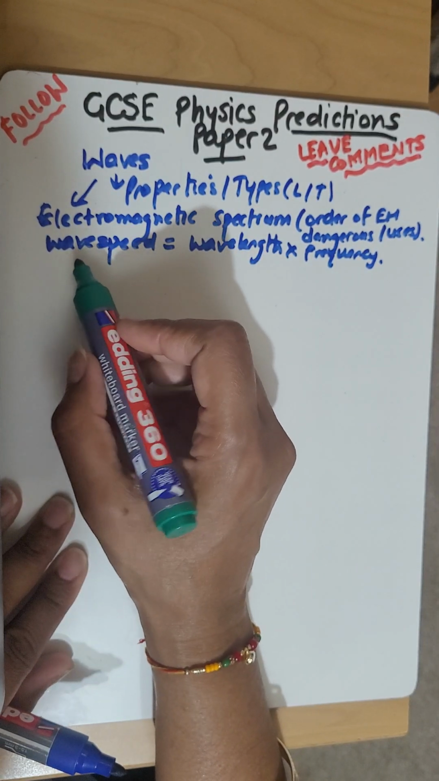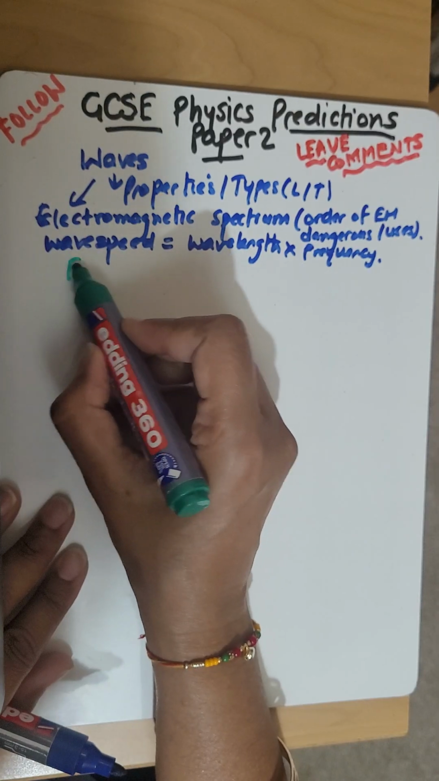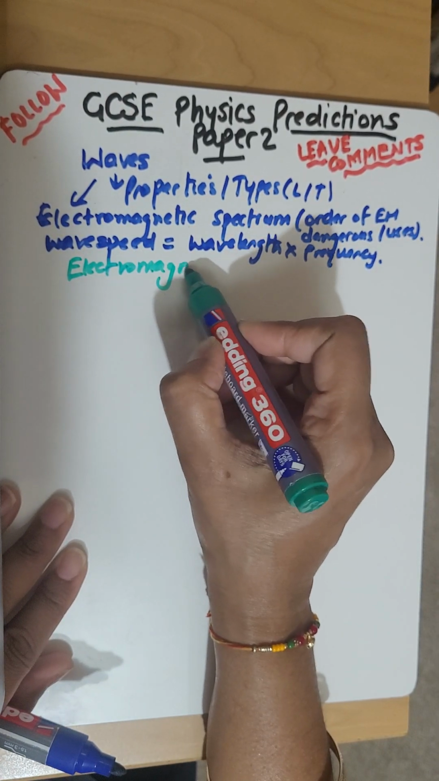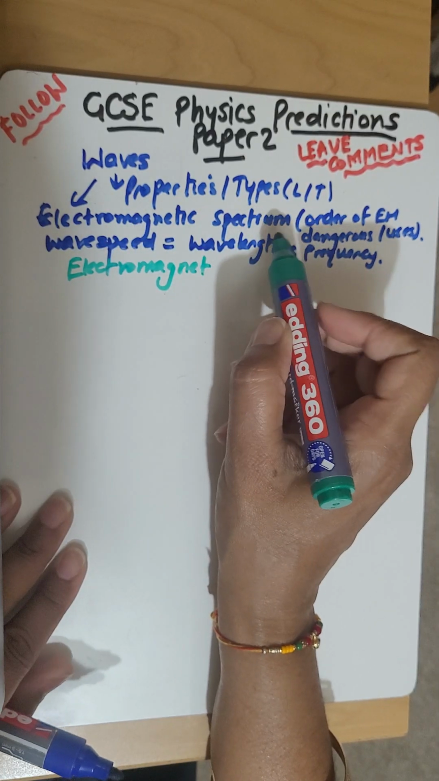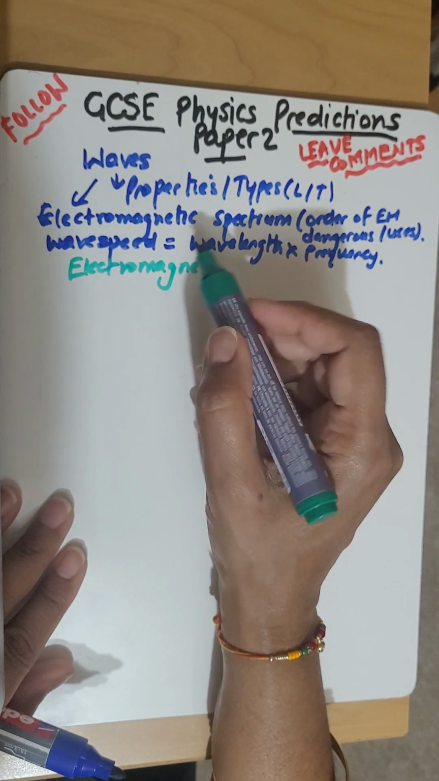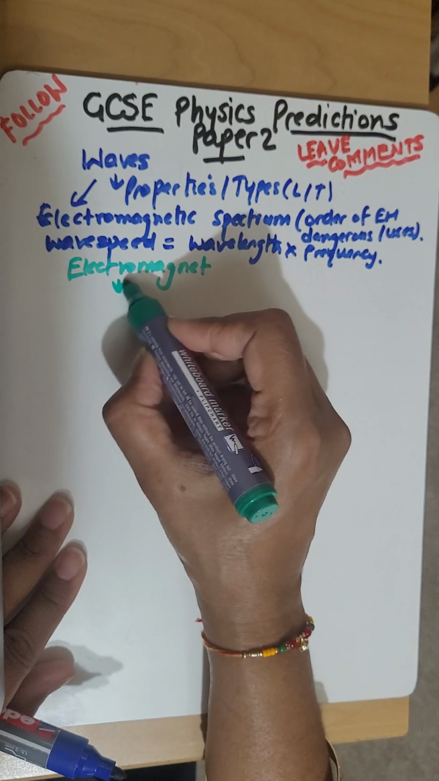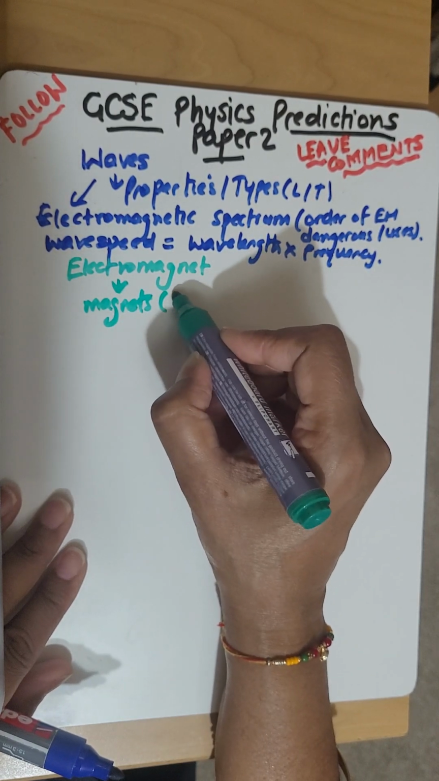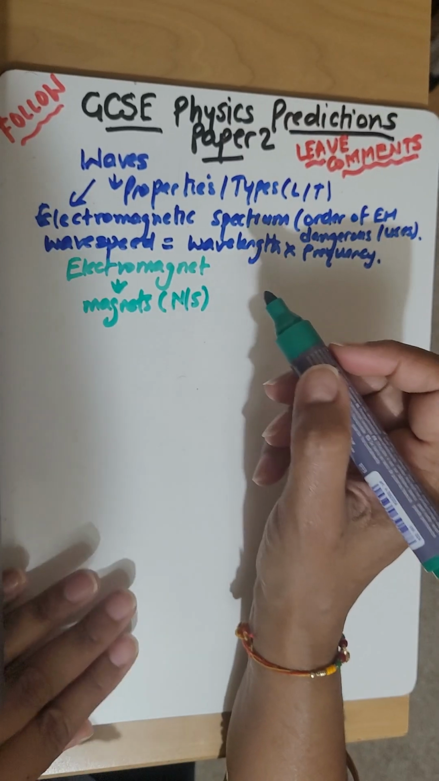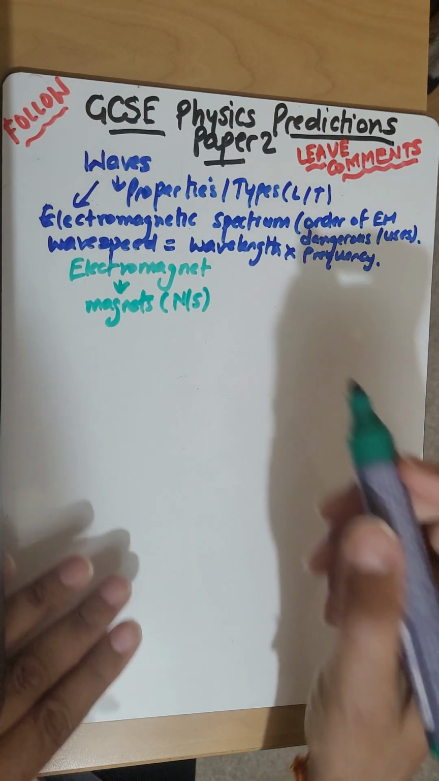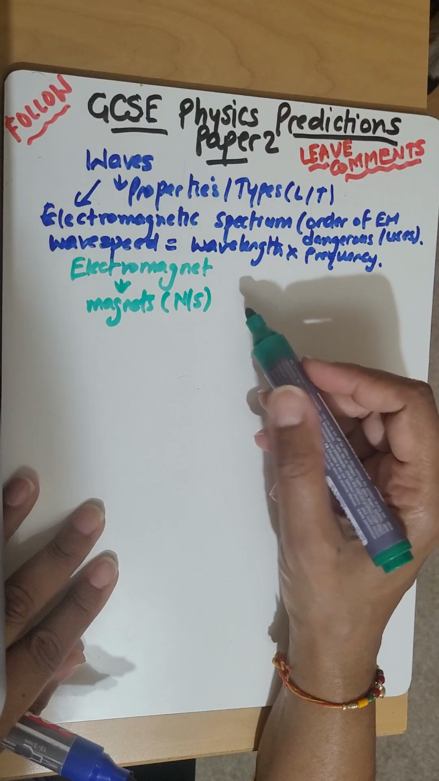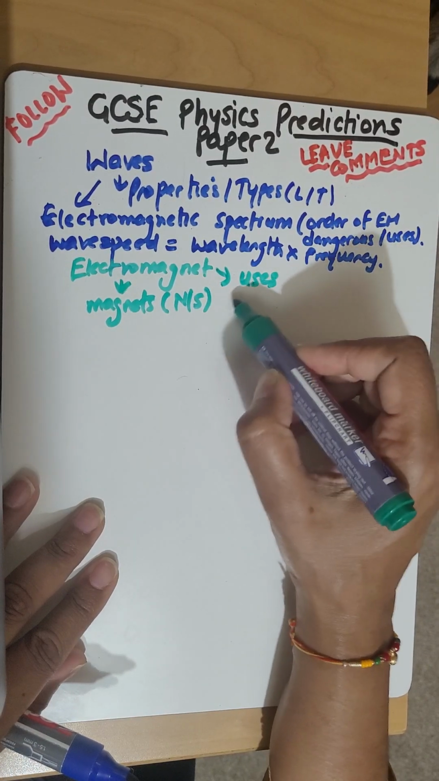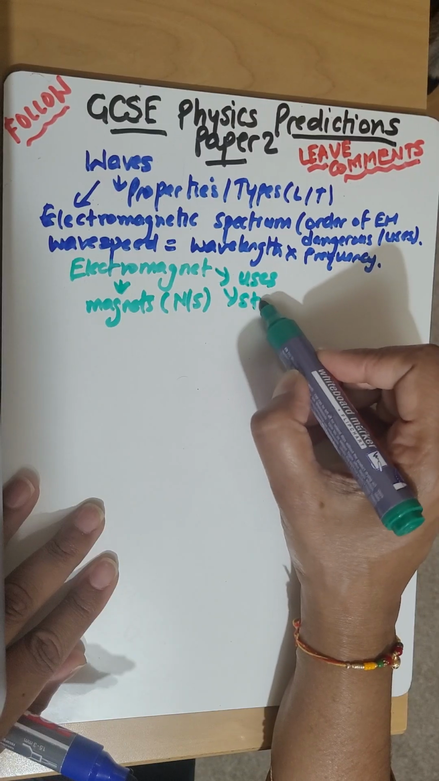The next topic we're going to go to is electromagnetism. So we're going to now look at electromagnets. Before we do that, you need to know about magnets. Magnets have two poles, north and south. Like poles, north and north or south and south, will repel, and north and south will attract. For electromagnets, you need to know the uses and how to make them stronger.